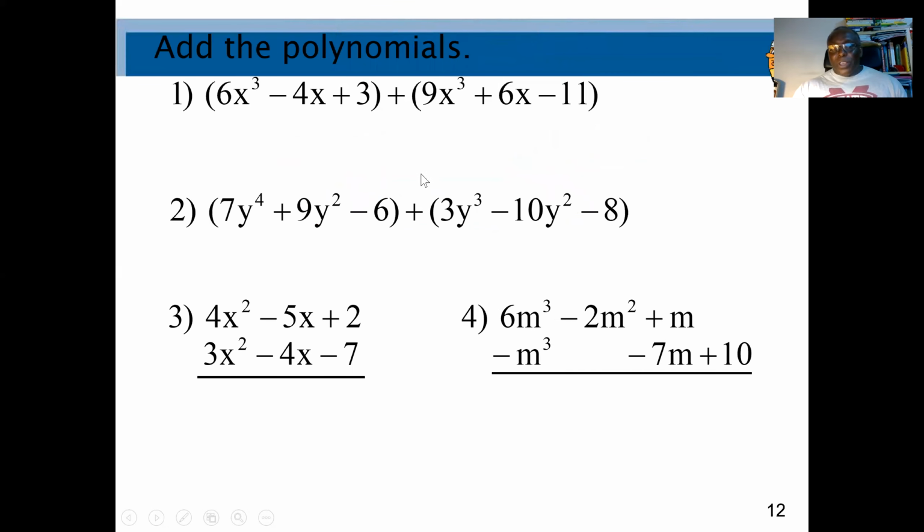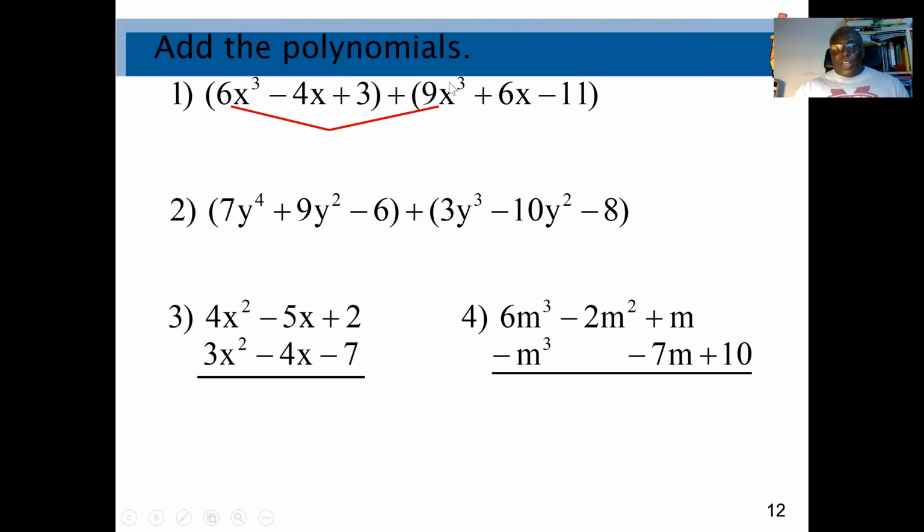So another example here, we have 6x cubed minus 4x plus 3, and 9x cubed plus 6x minus 11. And another example, 7y to the power 4 plus 9y squared minus 6, plus 3y cubed minus 10y squared minus 8. And another 2 examples. So we're going to solve this problem one at a time. Let's start with the first one.